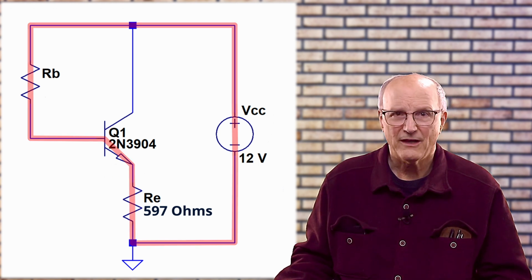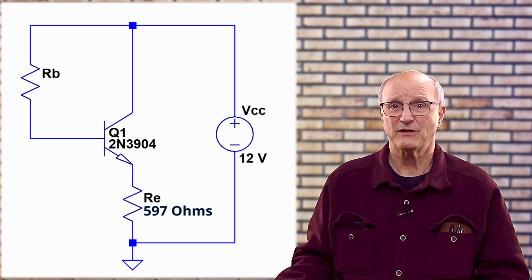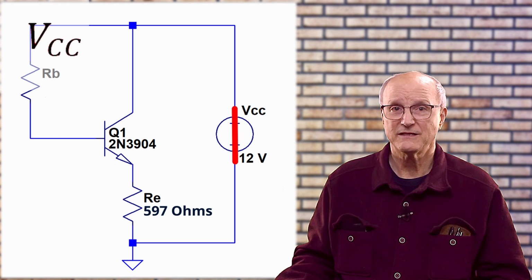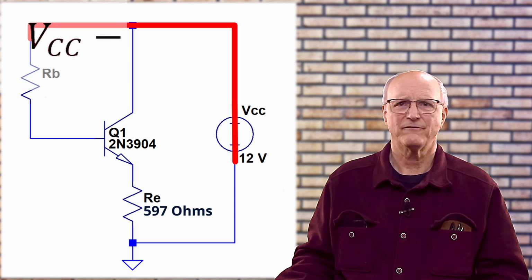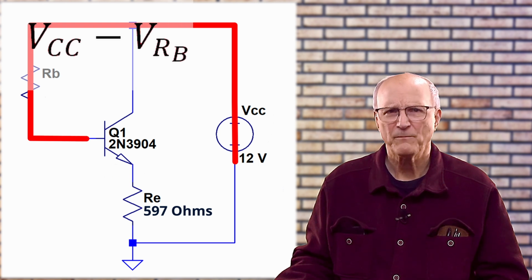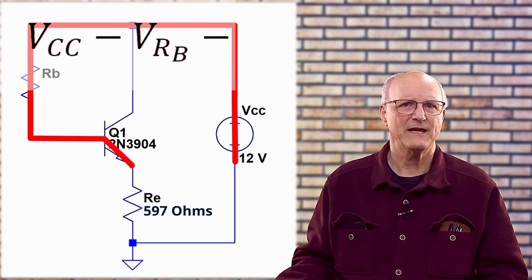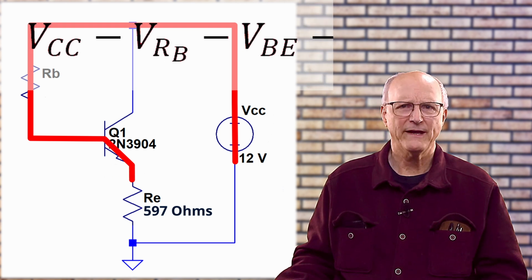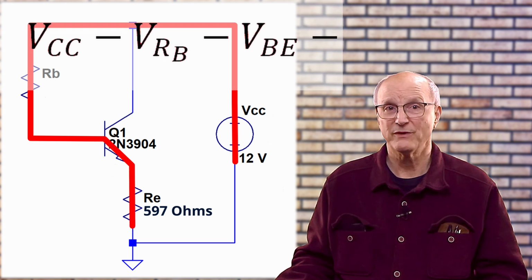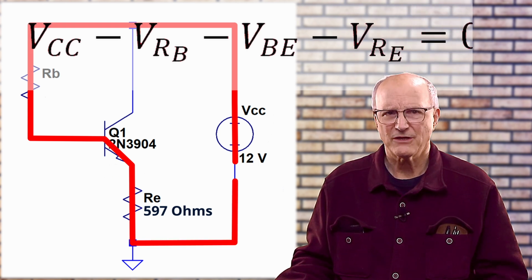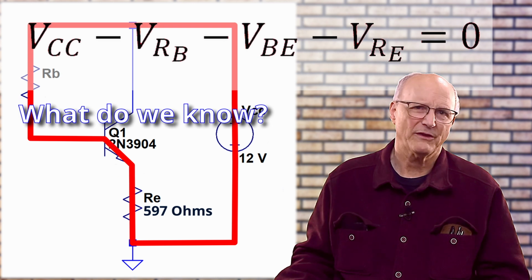So let's write the equation which describes this trip around the loop. We have the power supply voltage VCC minus the voltage across the base resistor V sub RB minus the base emitter voltage V sub BE minus the voltage across the emitter resistor V sub RE is equal to 0. So what do we know at this point?